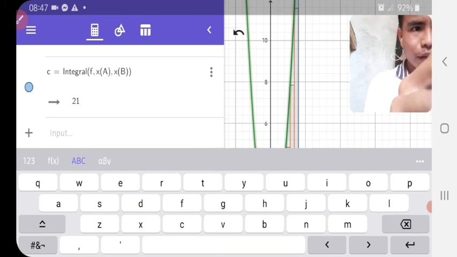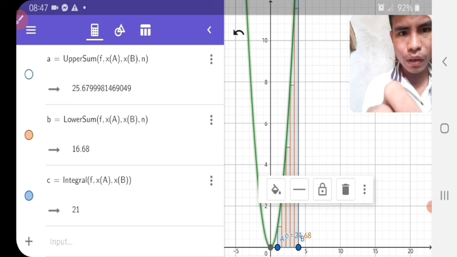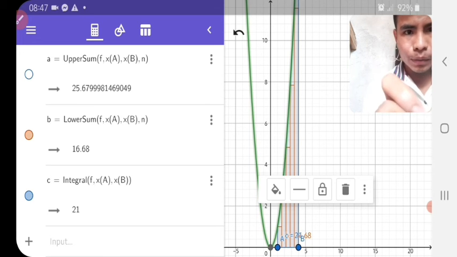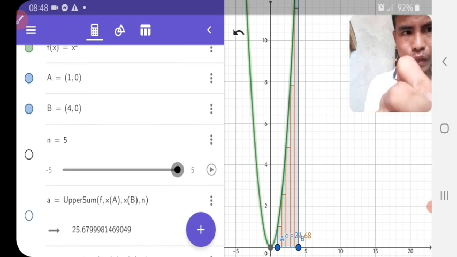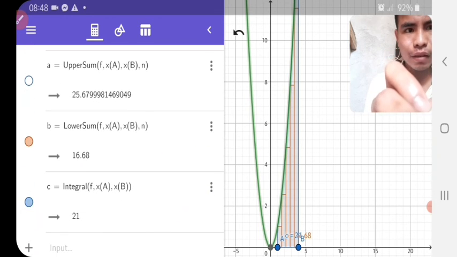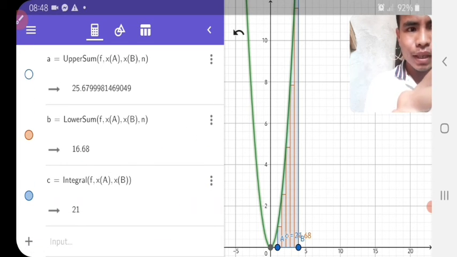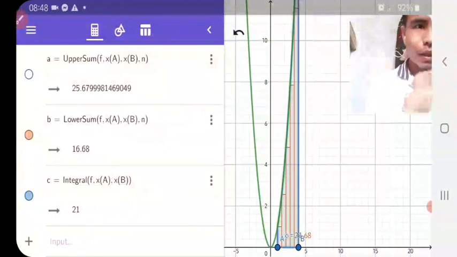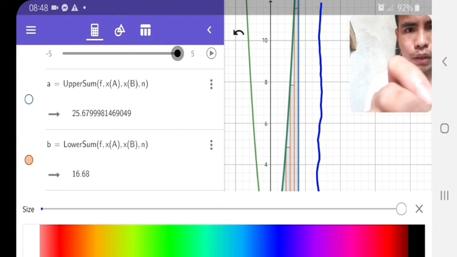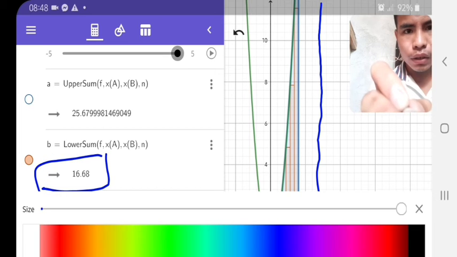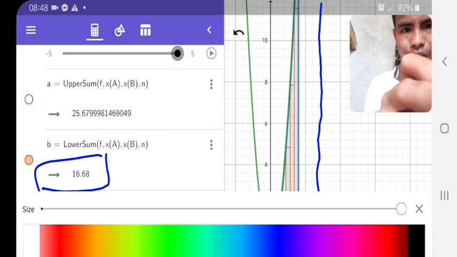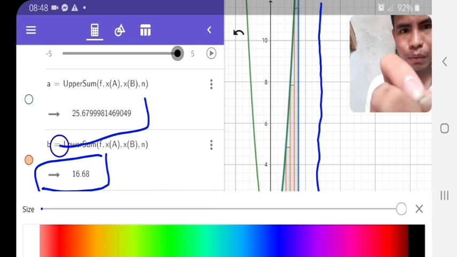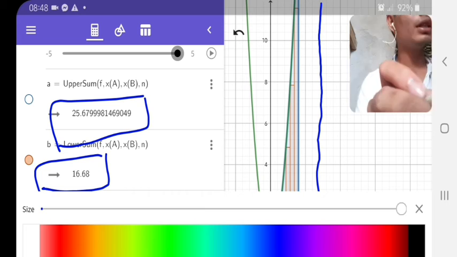So we have here the actual value of the area under the curve, which is 21. If we integrate x squared, we have one third x cubed, from a, which is 1, to 4, and we get our answer, 21. This is the real integral. It is far from the actual answer because we have 16 in the lower sum, and in the upper sum we have 25. So it is a big difference.